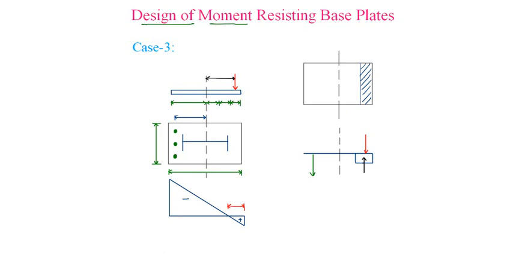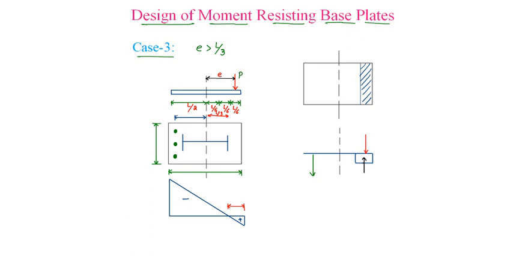Design of moment resisting base plates, in which the third case is when eccentricity is greater than L by 3. If we divide L by 2, each part will be L by 6, and up to here it will be L by 3. So eccentricity E is greater than L by 3, and our load P is acting here.